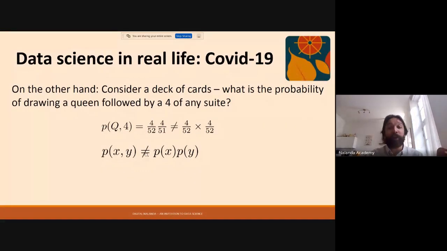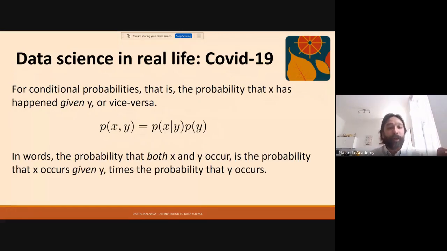So the joint probability, the probability of getting both events, is not equal to the product of the probabilities. This is what we view as conditional probabilities. Of course, if we have 2 separate decks of cards, and we do the same thing, then of course this is true again. But yes, that's the idea of conditional probability.